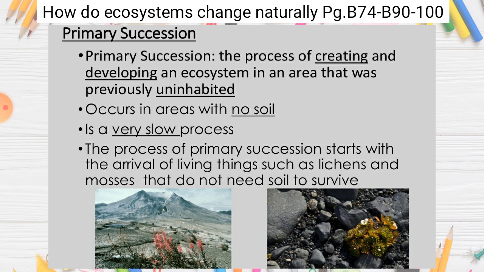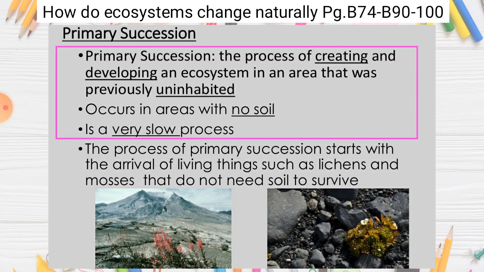Primary succession: the process of creating and developing an ecosystem in an area that was previously uninhabited. Occurs in areas with no soil. It's a very slow process. As we mentioned before, this process takes a lot of time. It is slow but continuous.